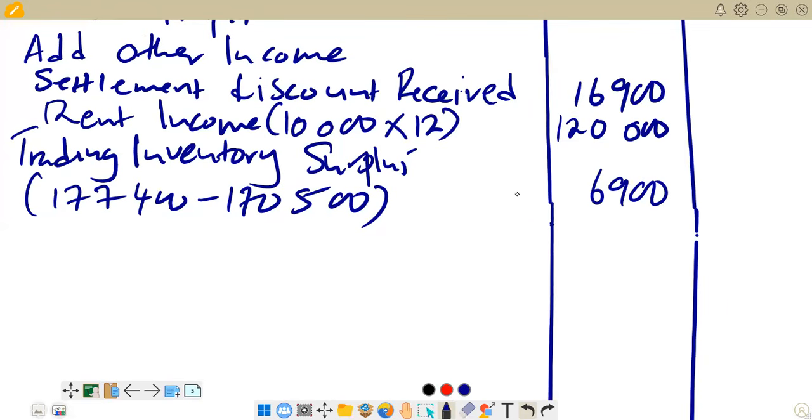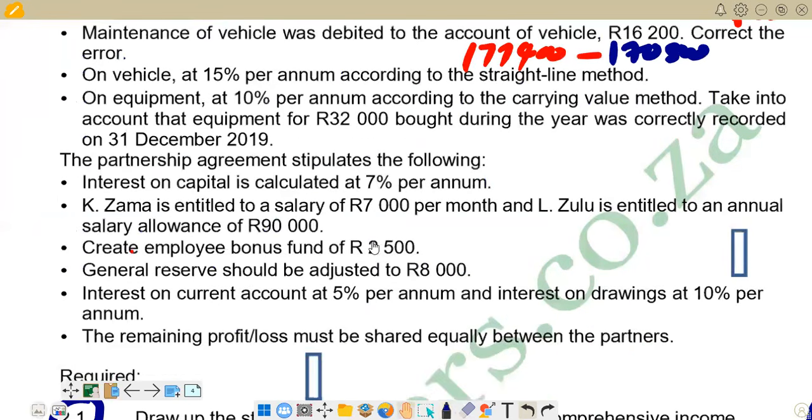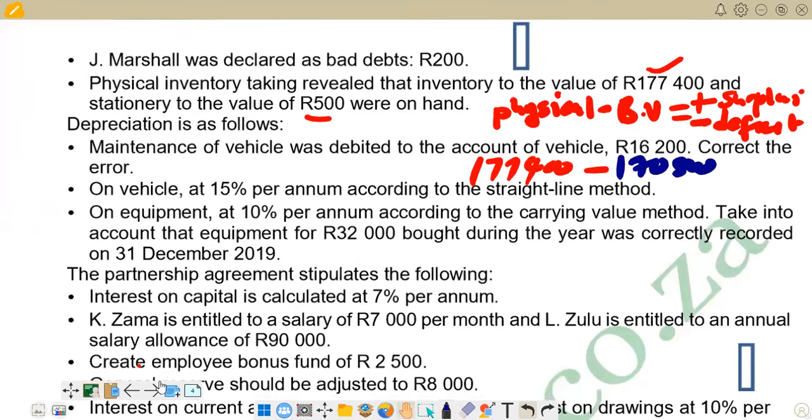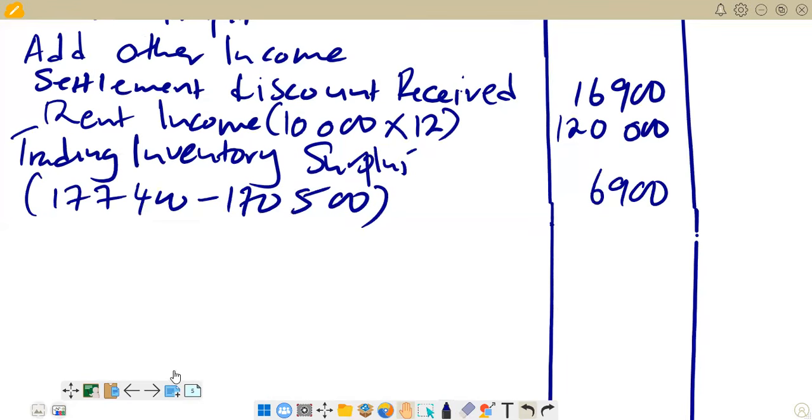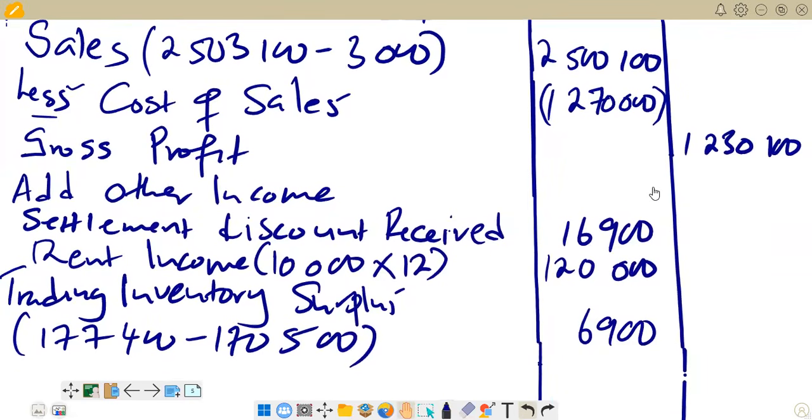So this marks the end. If you go there in the question, you can check again. From the information that you are having, you go down to see if there's any other income there. But you'd see that we do not have any other income there. So this marks the end of our other incomes. Then we can add the total there. Now you can say 6,900 plus 120,000 plus 16,900. Then the answer that you get there is supposed to come here in line with other income. So let's calculate that. The total that you are supposed to get there is 143,800.